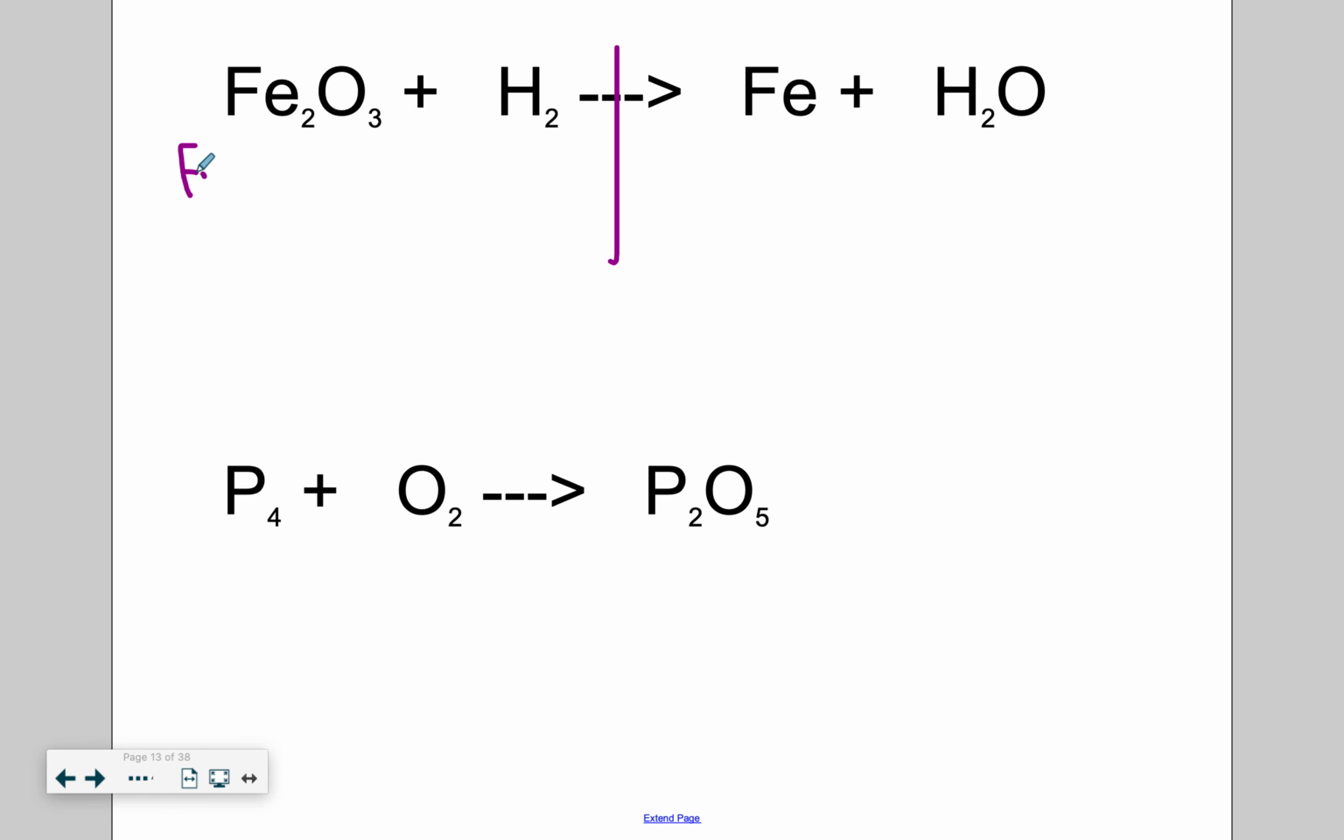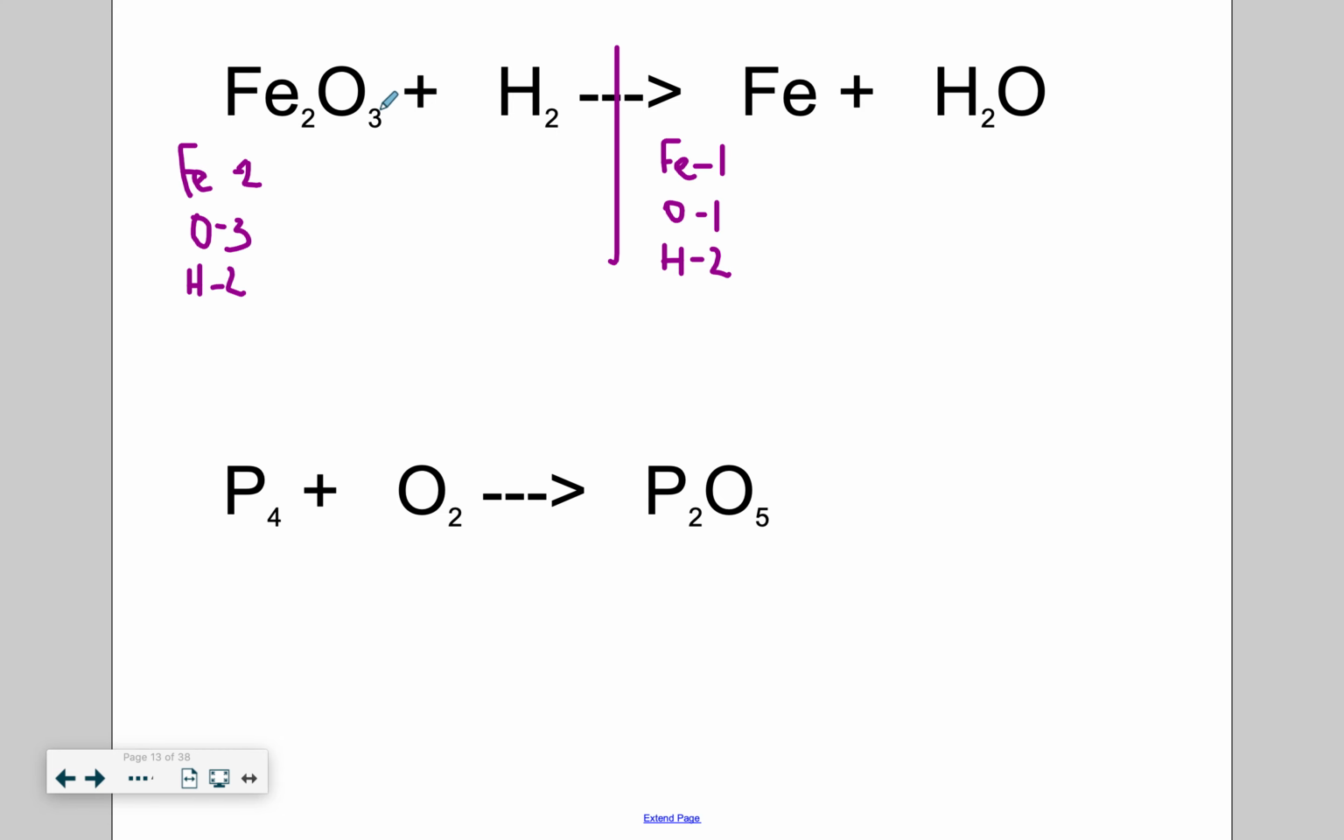So I have Fe over here, 2 of them. Oxygen, 3. And hydrogen, 2. Over here, Fe, 1. You want to make sure that you write down your elements in the same order. It kind of just makes your life easier when you do the counting part of it. Oxygen is 1. Hydrogen is 2. So you can see from our inventory that we are unbalanced.